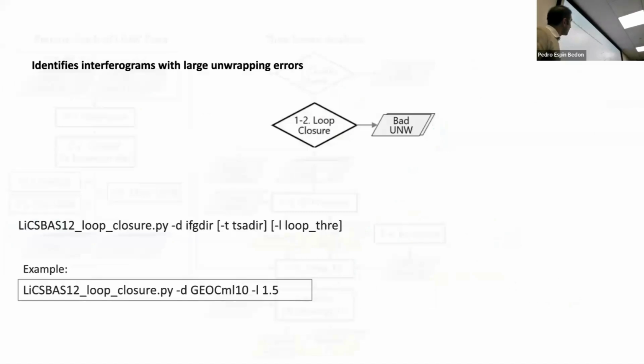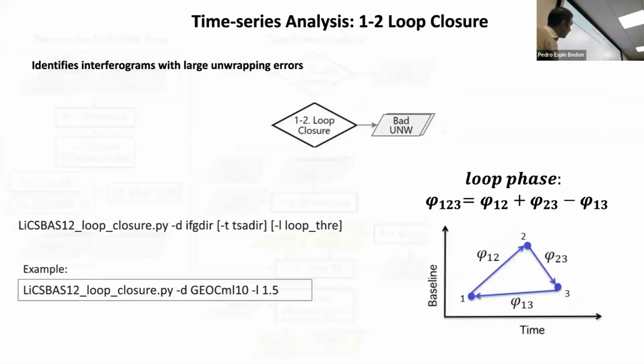Then the next step is responsible for finding the unwrapping errors using the loop closure test. As I said, the loop closure, which can be obtained from 3 epochs and estimated using this equation on this plot, is 0 if you don't have any unwrapping error. But in case of an unwrapping error, the value of the loop closure would be a multiple of 2 pi. This is the idea that we use to identify the unwrapping errors.